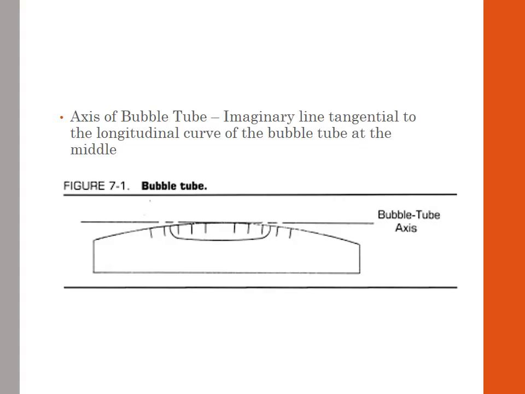Next term is the axis of a bubble tube. See here, in the image given below, there is a curved part of the bubble tube. So the tangential line for this longitudinal curve of the bubble tube is called the axis of the bubble tube. The tangential line passing through the longitudinal curve of the bubble tube is called the axis of the bubble tube.